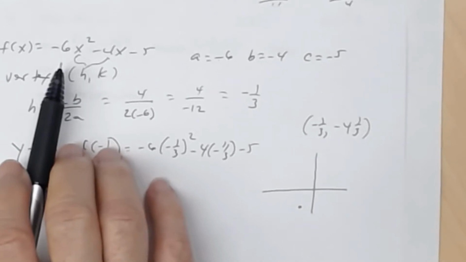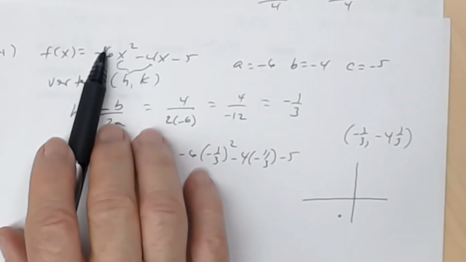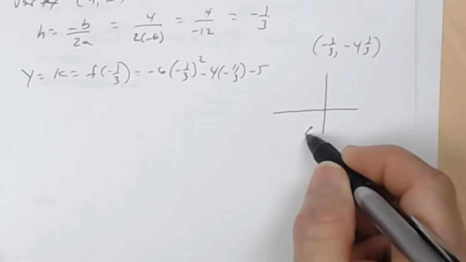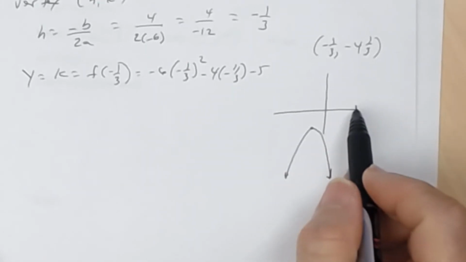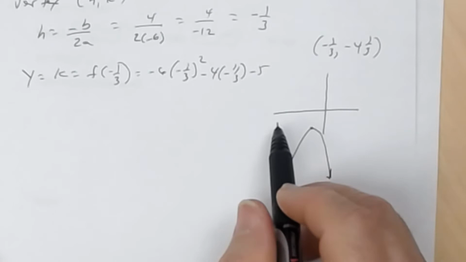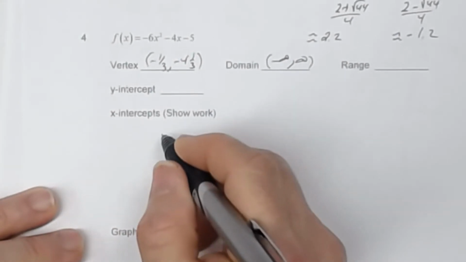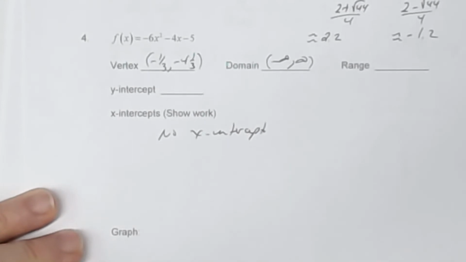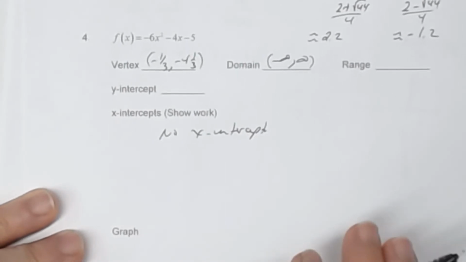Now the parabola opens down since a is negative, right? The parabola opens down since a is negative. So I know it's going to do this. So my question to you is this: are there going to be any x-intercepts? No, there are no x-intercepts. So for this part here, you're going to say no x-intercepts. But again, you want to graph this using 5 points. So we're going to review how to do that.